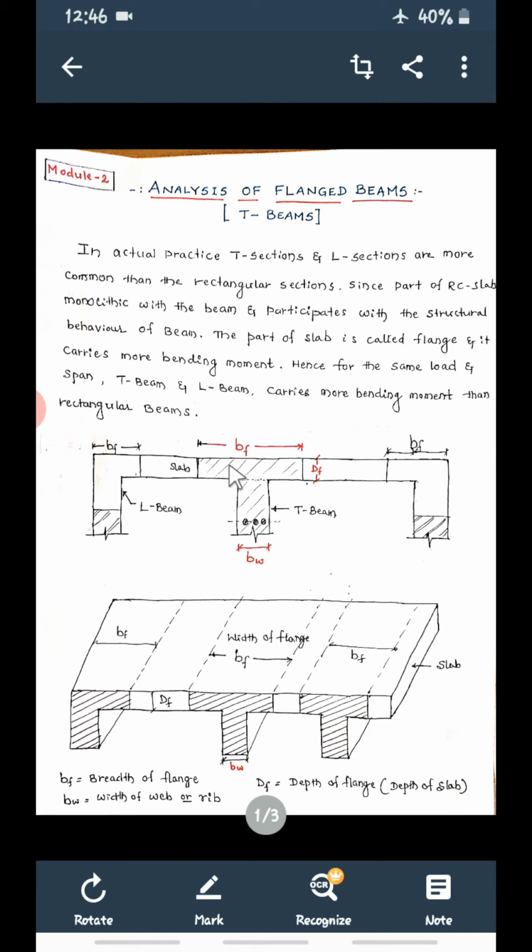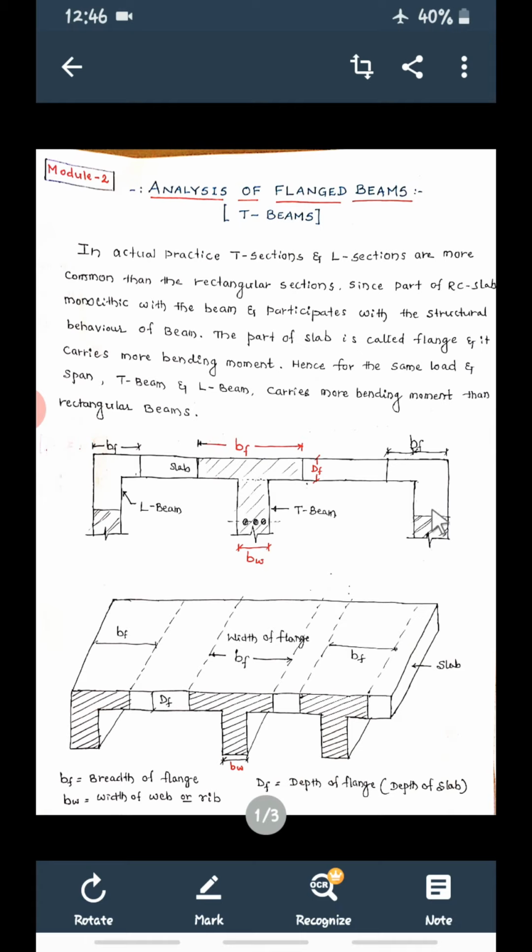Whatever you are seeing, this is the width of the slab we are going to consider for the design. This shape, what we are seeing, is like a T section. That's why this is called T beam. This complete portion, slab and this beam, will be casted simultaneously, and they are going to act as a single unit. So that's why we are calling this T beams.